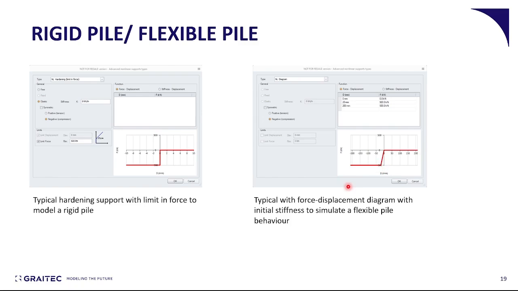In both cases, we see that the diagram is not symmetric, which means that the pile, of course, works only when compressive loads are applied to it, and this is the reason why the diagram should be kept only on the negative part and not in the tensile part of this diagram.